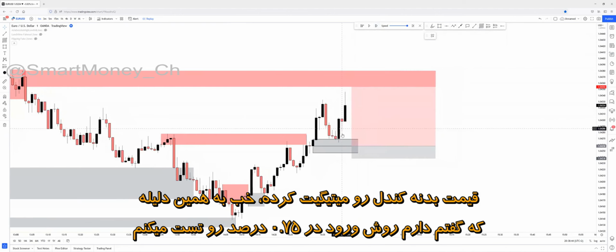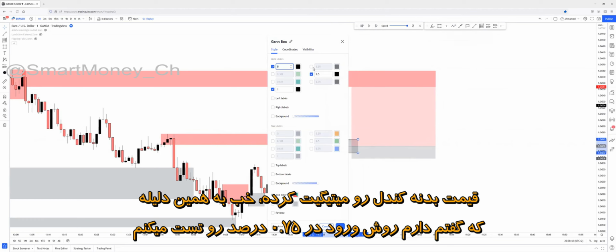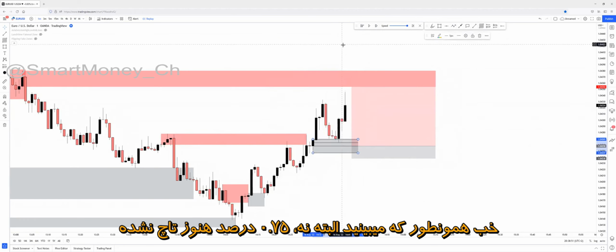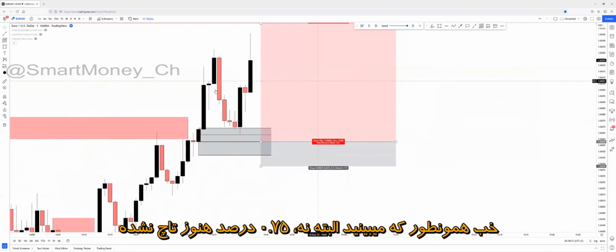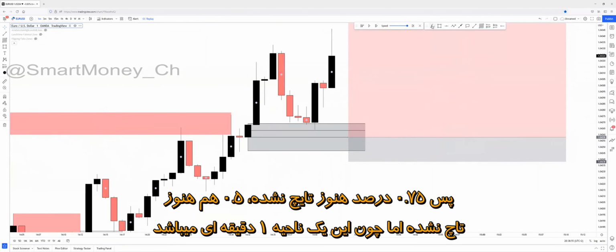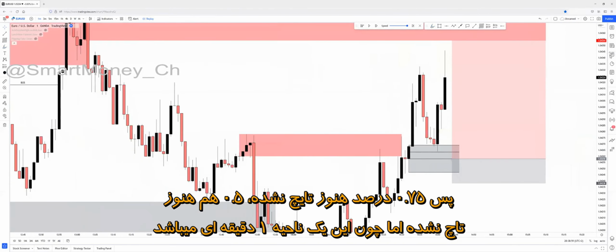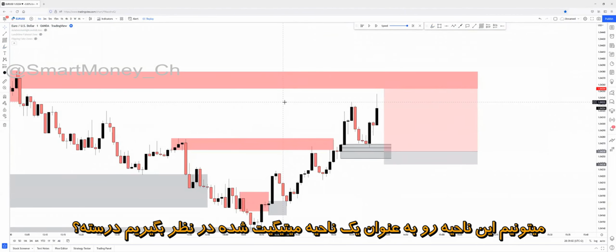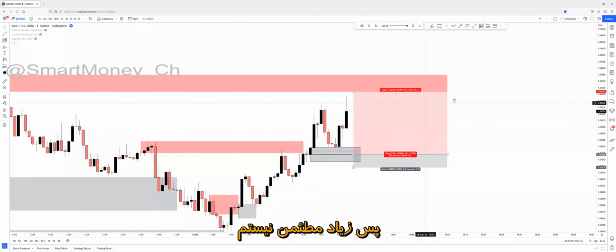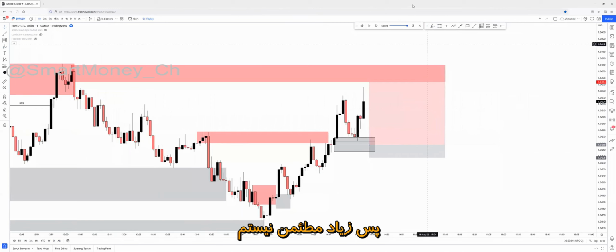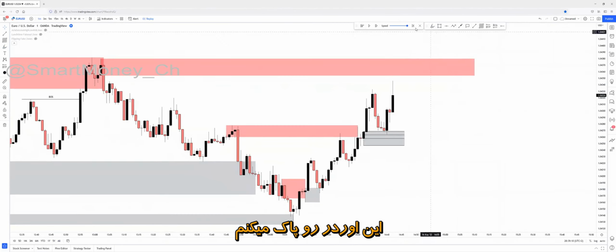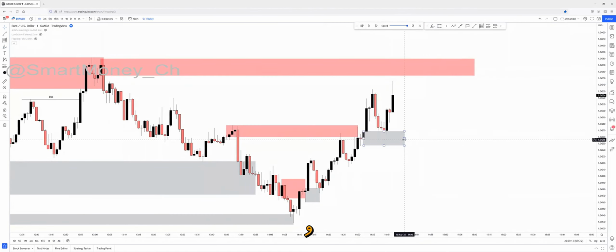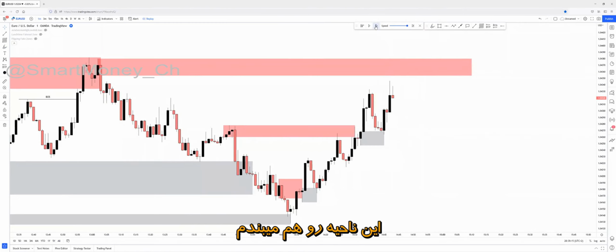Full body mitigation has happened. So let's just test that. Okay, that's why I said I'm testing the 75% entries. As you can see, the 75% is still untouched, the 50% is still untouched, but still it's a 1 minute zone, we can consider it fully mitigated, right? So it has been fully mitigated. So I don't know. I will delete this order and just close this zone. Let's see.